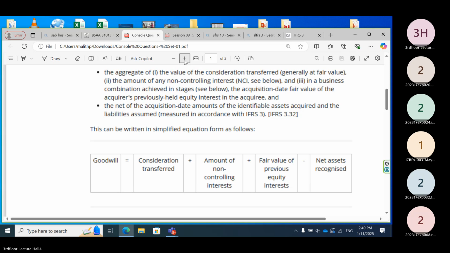So that's the equation: goodwill equals consideration transferred, in the sense of this one, plus the amount of non-controlling interest. Now we have taken the fair value. Whether to take the fair value or the book value here depends on whether you decide on full goodwill or proportionate goodwill.